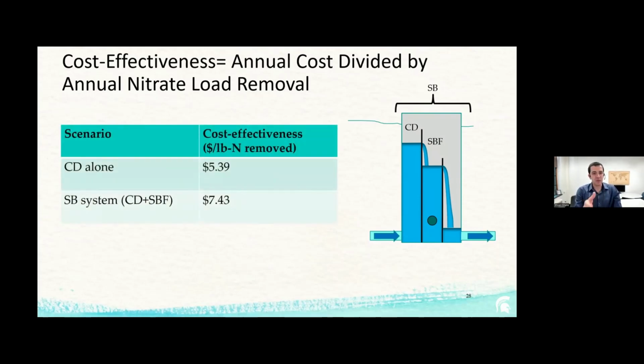So this is what we did. We had all of the data and we performed a cost effectiveness analysis, which is the dollars per pound of nitrogen removed. Look at some of the numbers. It is very interesting to see that the controlled drainage alone was about $5 per pound of nitrogen removed. And when you look at the saturated buffer system, it's about $7.43. So the controlled drainage alone outperformed the saturated buffer system if you were just to look at the dollars, the cost effectiveness, by about $2 difference per pound.